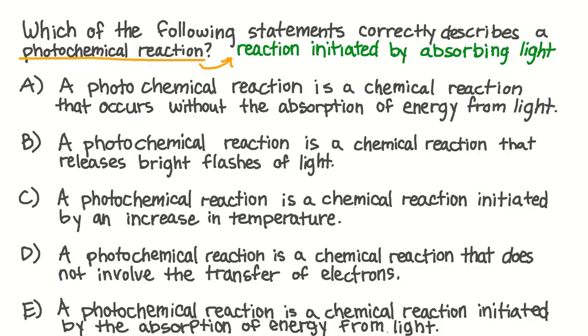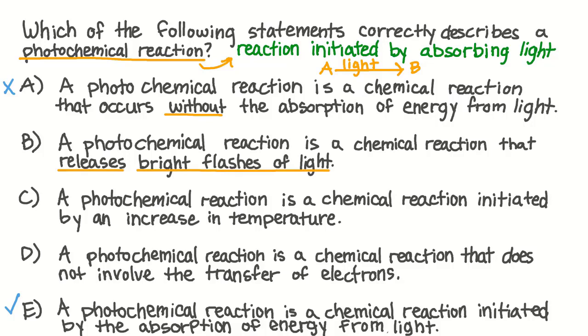A photochemical reaction is a reaction that's initiated by absorbing light. We can identify these kinds of reactions because light will appear above the reaction arrow in the chemical equation. This definition clearly seems to match answer choice E, but let's take a quick look through our other answer choices. Answer choice A says that a photochemical reaction occurs without the absorption of energy from light, which is clearly the opposite of what a photochemical reaction is, so this isn't correct.